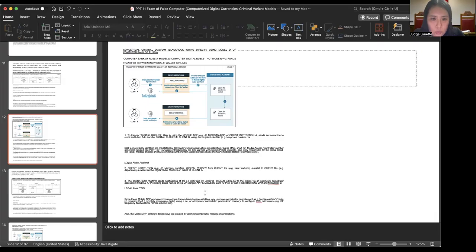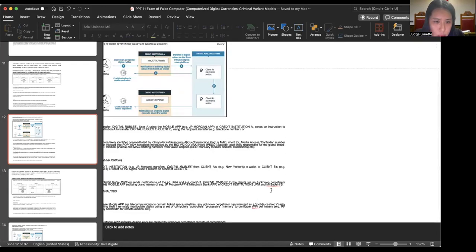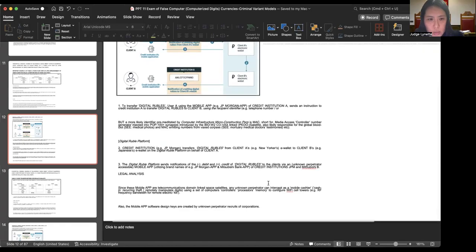The digital ruble platform sends notification of the debit and credit of digital rubles to the clients through an unknown perp-accessible mobile app utilizing brand names of JP Morgan app and Mitsubishi Bank app of credit institution of JPM and Mitsu. So these two banks are just purely fictional. I'm just using them as examples to explain the app transaction between American and Japanese because they're dispersed in two different geographical locations. The legal analysis is that these mobile apps are telecommunications domain link space satellites by any unknown perpetrators.